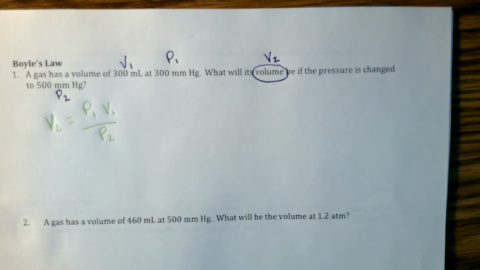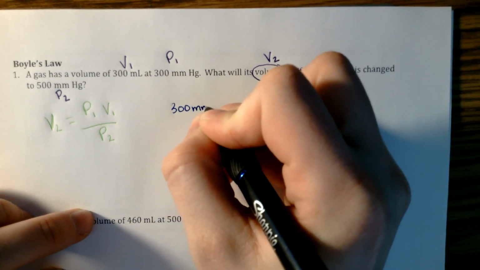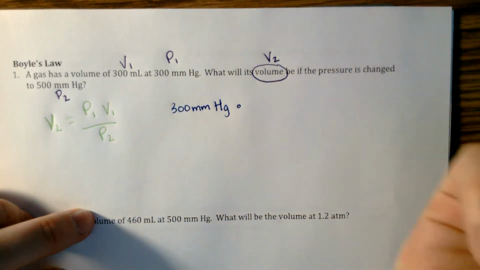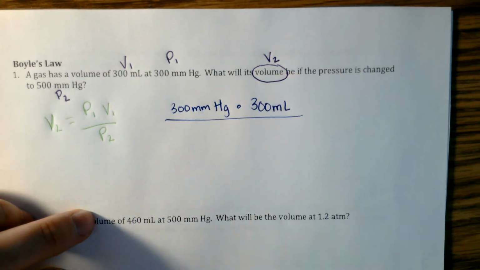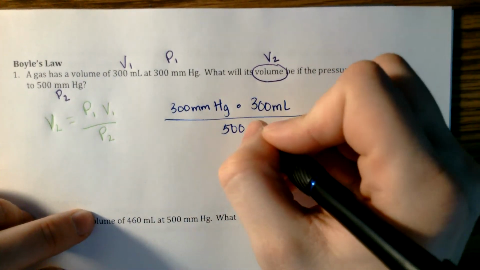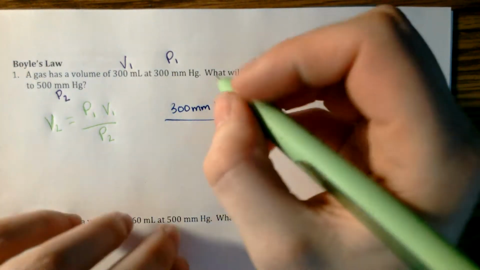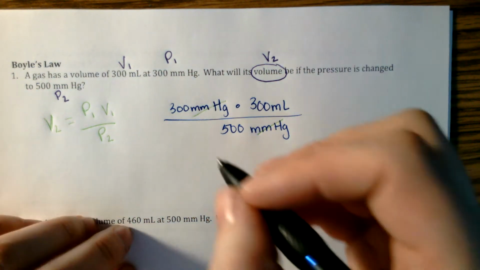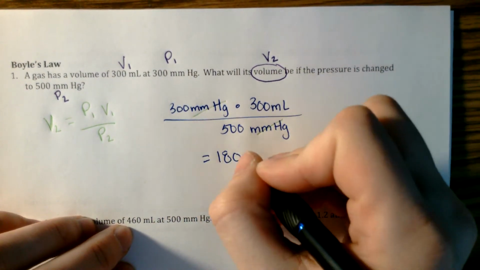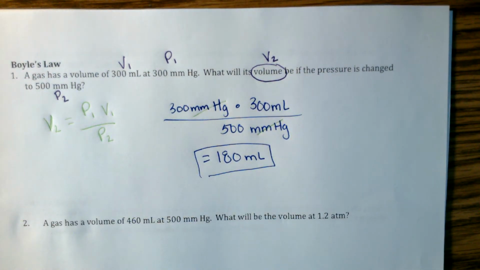I'm going to go ahead and plug in my units. So pressure 1, we've got 300 millimeters of mercury times 300 milliliters being divided by 500 millimeters of mercury. At this point, our millimeters of mercury are able to cancel out, leaving us with our unit of milliliters. And the answer that you should end up getting is 180 milliliters. Moving on to our next question.